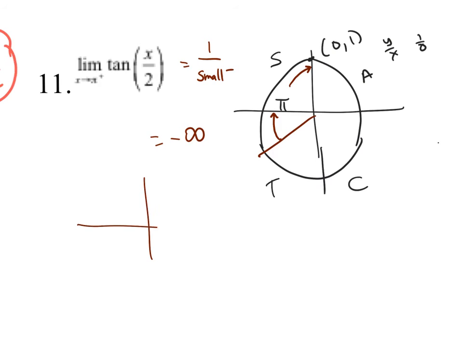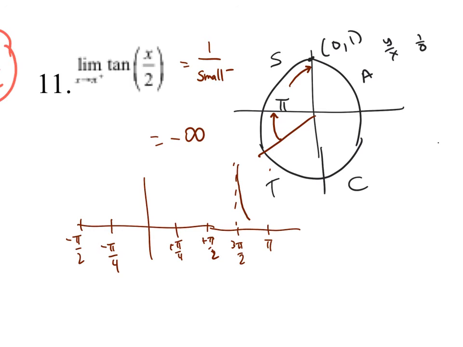You could also graph tangent of x over 2. It looks something like this, I believe. Really, we care about it over here at pi. So what you'd see is you'd see this wave that kind of looks like this. So as you go from the right, it's definitely going to negative infinity, which agrees with our algebra.